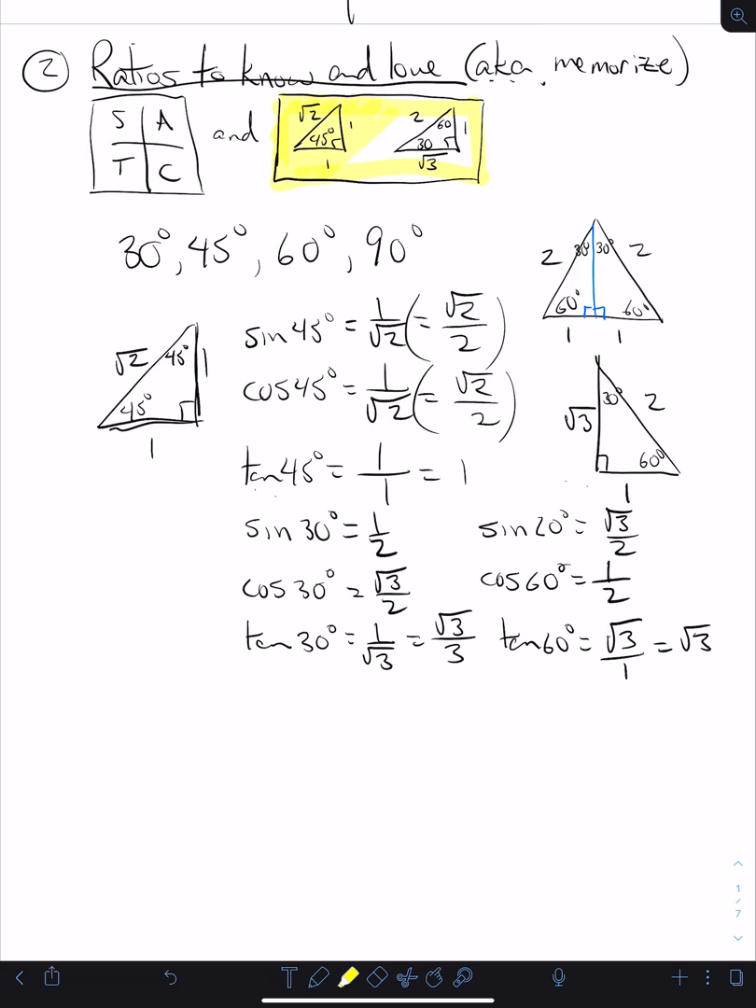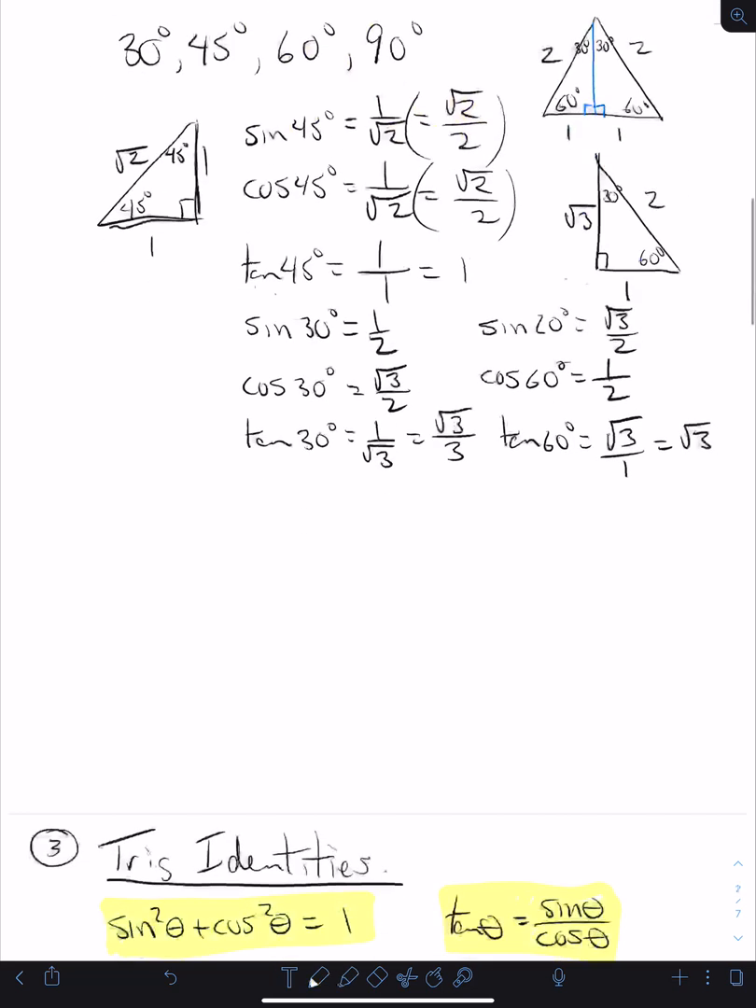Tragically, this is not your formula booklet. Okay? Now, that's great for 30, 60, and 45. But I have to be able to deal with 90 degrees and beyond, because if I look at more of a unit circle, 30 degrees is fine, 60 degrees, 45 degrees, that all makes sense because I can draw these little triangles.